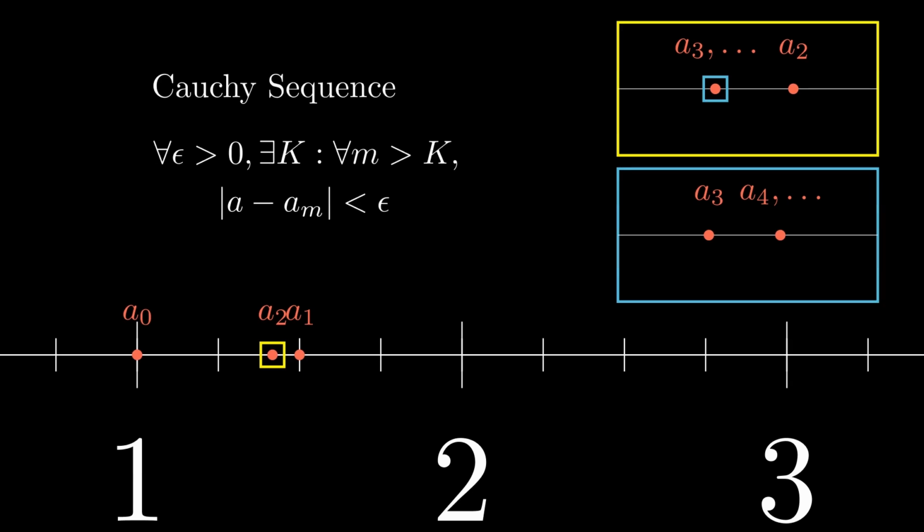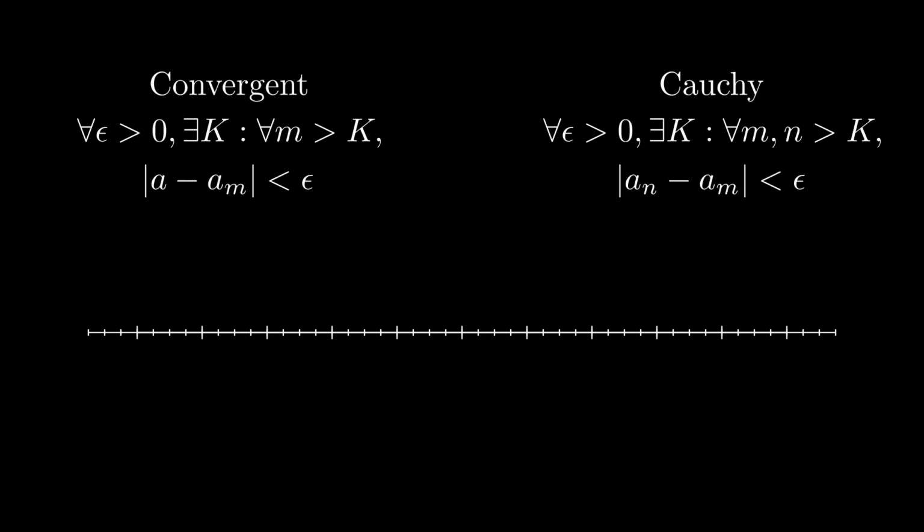We can write the definition of a Cauchy sequence by taking the definition of a convergent sequence and replacing the limit a with any a_n where n is also greater than or equal to some minimum index. Comparing the definitions of convergent and Cauchy sequences, we can see that any convergent sequence is also Cauchy because we can take any two elements within half epsilon of the limit, and those elements must be within epsilon of each other. If the converse is also true, i.e.